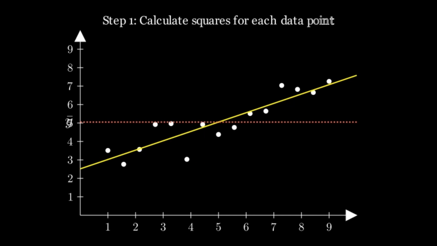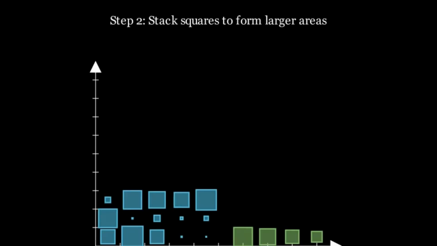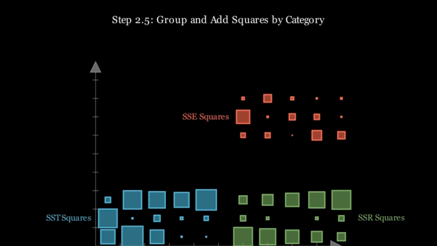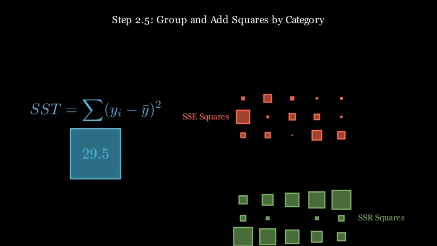Now, let's take this one step further. What happens if we square each of these distances for every single data point? Each of these squared quantities generates a geometrical square with an area representing the squared quantity. Then we stack up all the squares obtained for each category. The next step is to add up the squares of each group of squares to obtain SST squares, SSE squares, and SSR squares. If we sum up all the squared total distances, we get what's called the total sum of squares, or SST. This represents the total variability in our data.